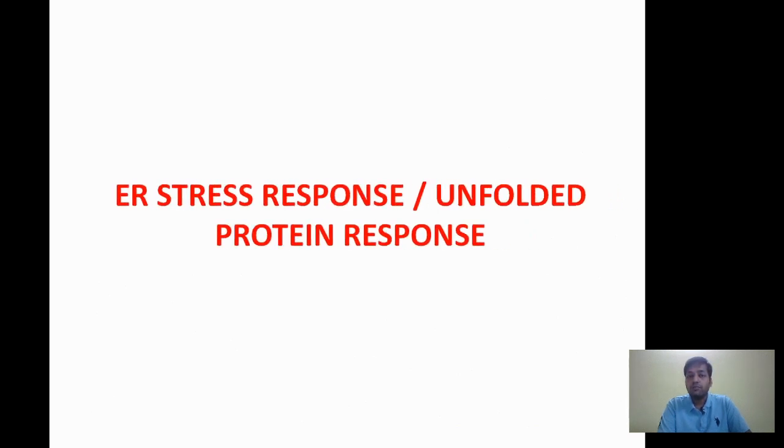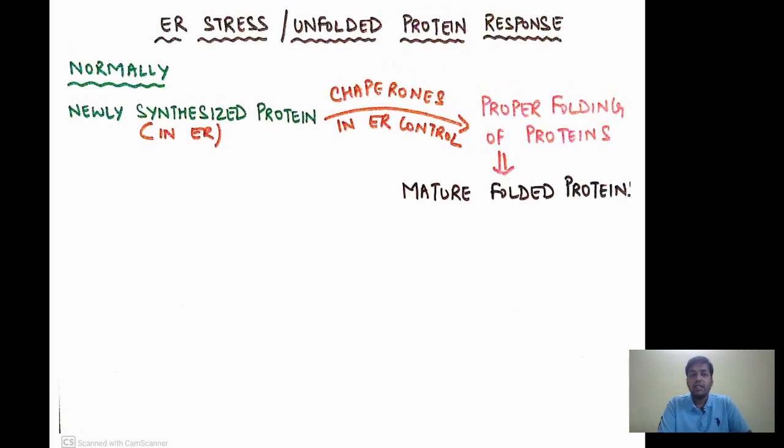Now, the main or the most important topic over here is endoplasmic reticulum stress response or unfolded protein response. Again, this is a very important exam question. So, first we have to understand that the newly synthesized protein inside the cell, this synthesis occurs inside the endoplasmic reticulum. Second thing is that once these proteins are synthesized, it is the job of other proteins called chaperones to take care of folding them. The chaperones' main function is to ensure that the proteins are properly folded. After proper folding, they will mature and give rise to mature folded proteins. So this is what happens in a normal situation.